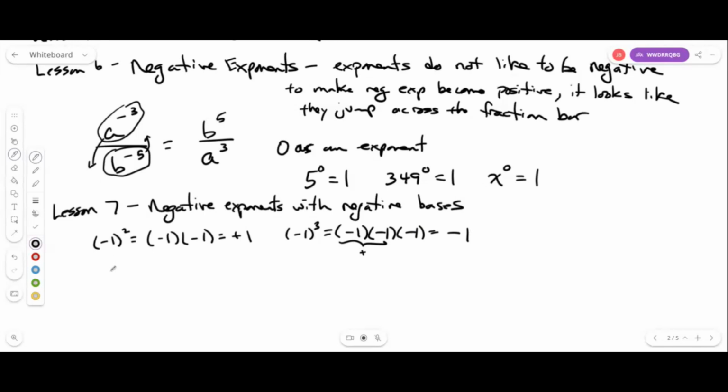And so we talked about the fact that if we have even powers, we're going to end up with a positive answer. That's if you have a negative raised to an even power. If you have a negative raised to an odd power, then the answer is negative.